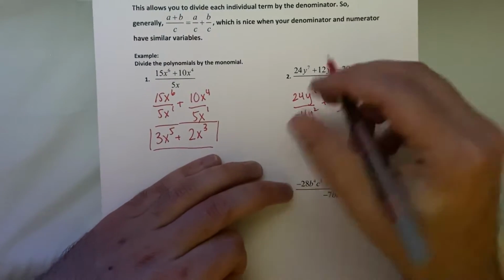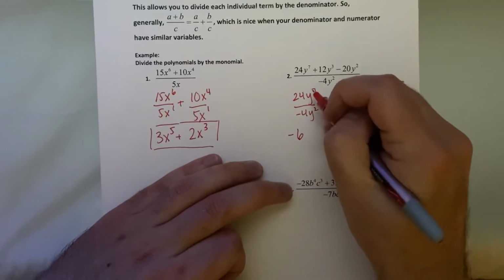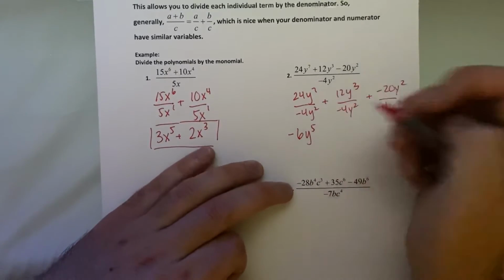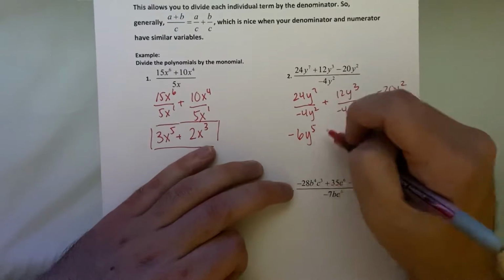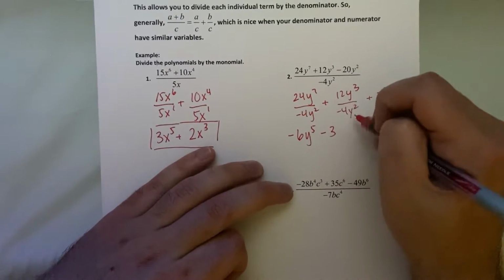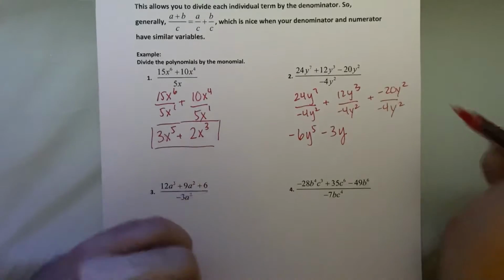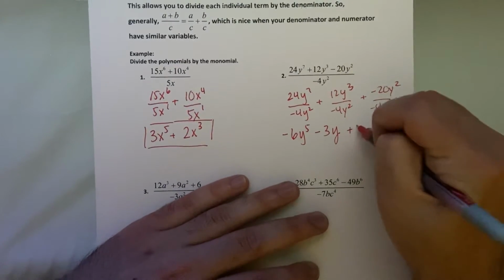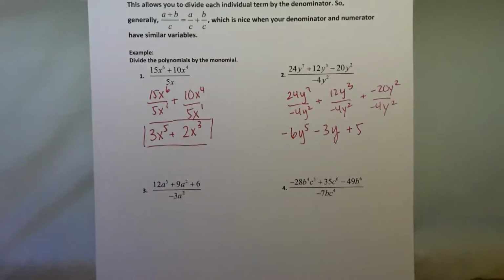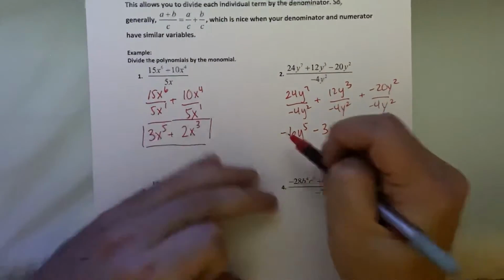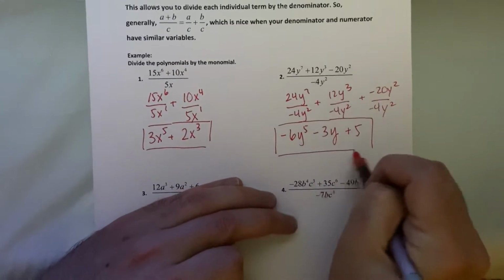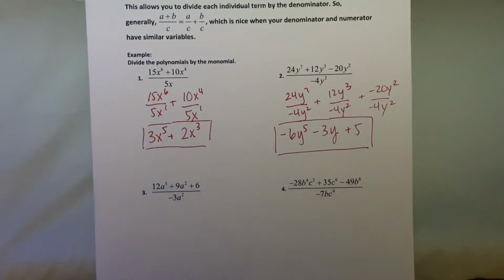24 divided by negative 4 is negative 6. Y to the 7th divided by y squared is y to the 5th by subtracting. 12 divided by negative 4 is negative 3. Y cubed divided by y squared is y. Negative 20 divided by negative 4 is positive 5. Y squared divided by y squared is y to the 0th, which is just 1. So they cancel, and you're left with negative 6y to the 5th minus 3y plus 5.